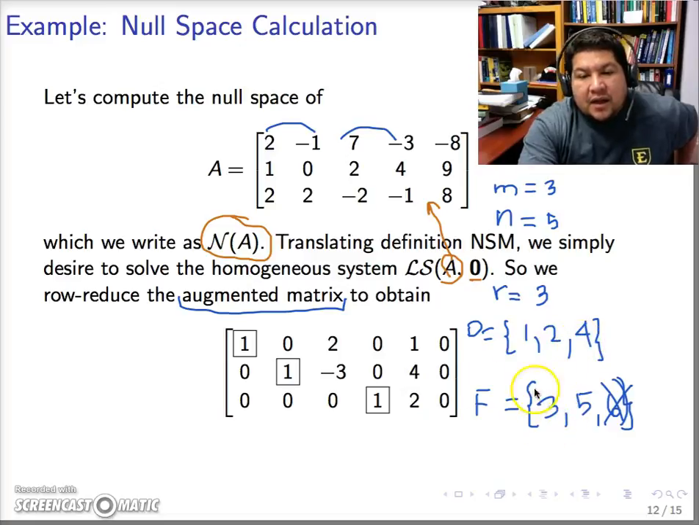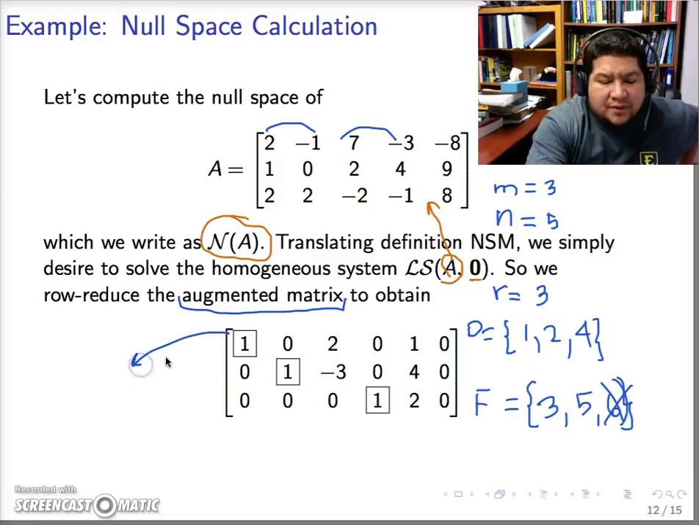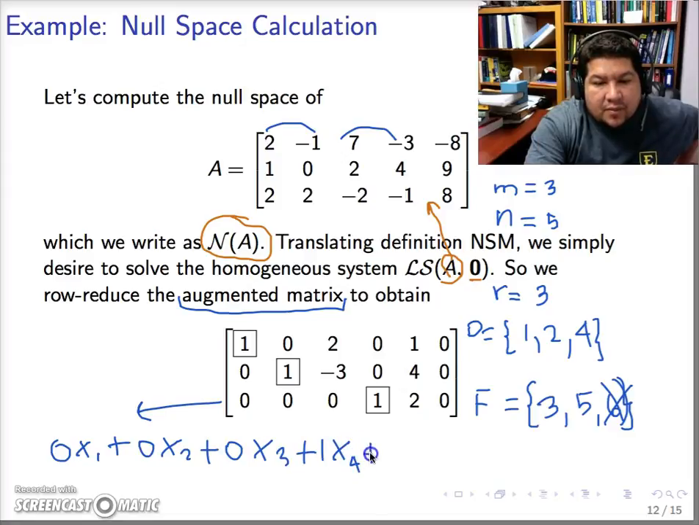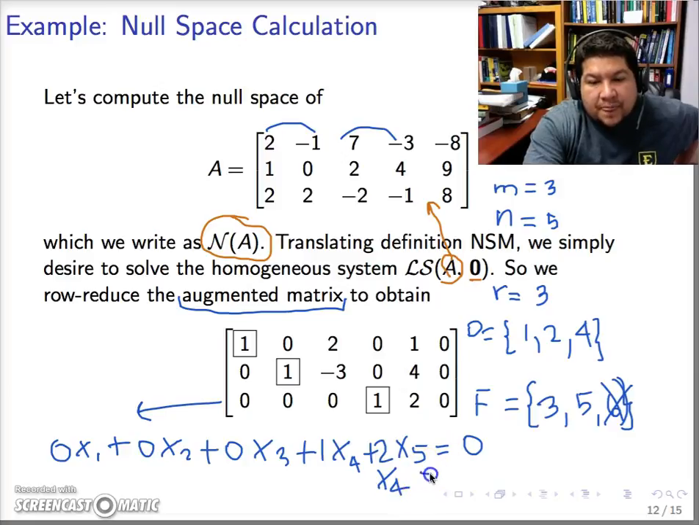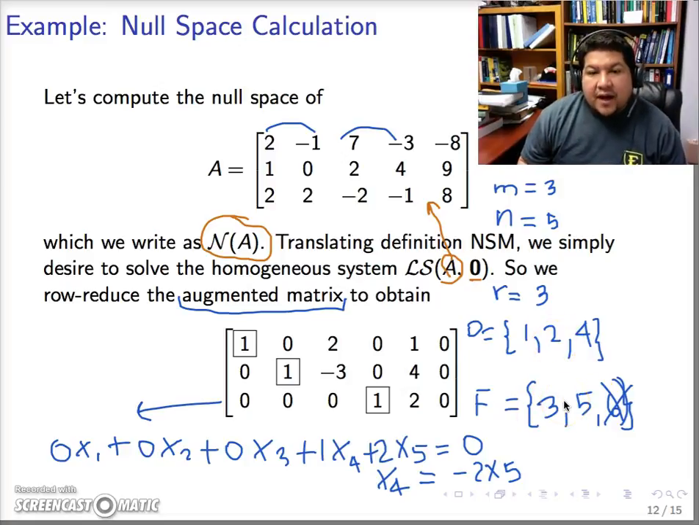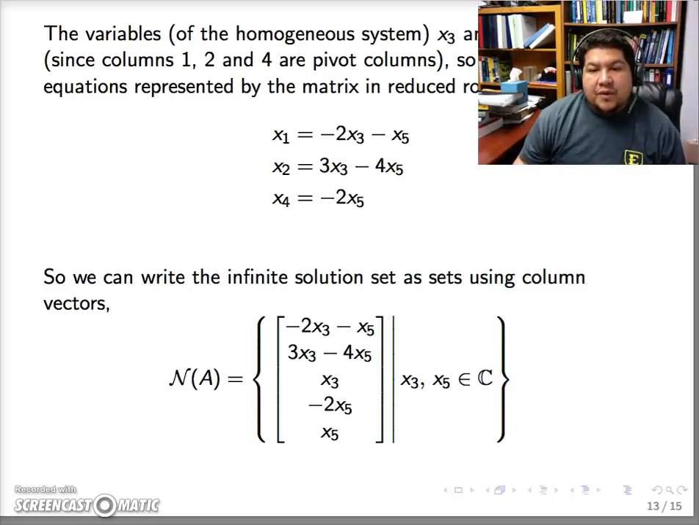indices of dependent variables. So for example, the first row, I always do the first row, so let me just do in this example the last one. You should do rows 1 and 2, but from the last row we read that you have 0 x1 plus 0 x2 plus 0 x3 plus 1 x4 plus 2 x5, and this equals 0, which means that from here it's straightforward to solve for x4, and x4 equals minus 2 x5, right? And so you would do the same to solve for x1 and solve for x2 in terms of x3 and x5, and that leads to the following.